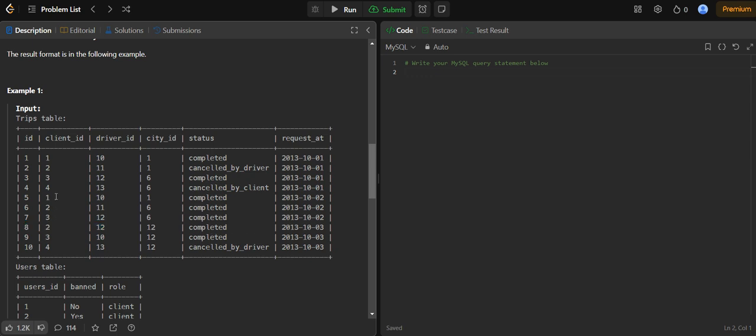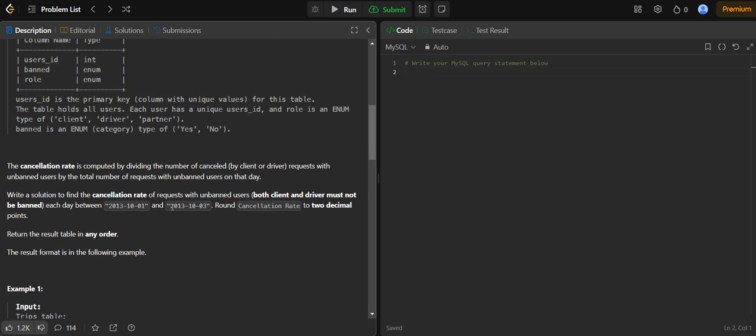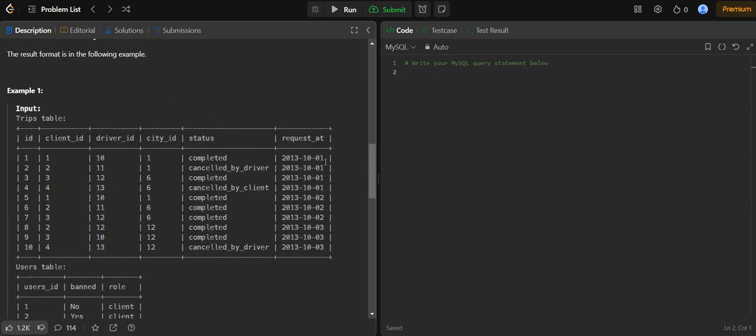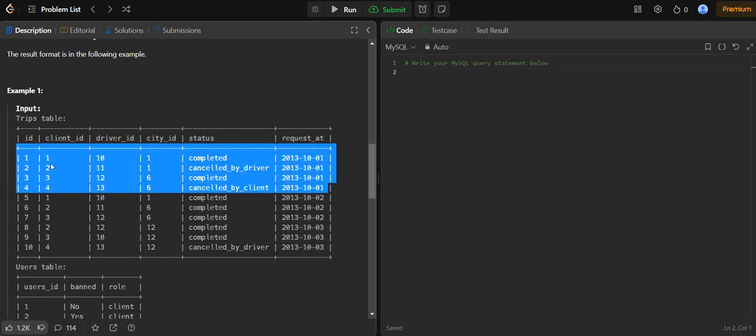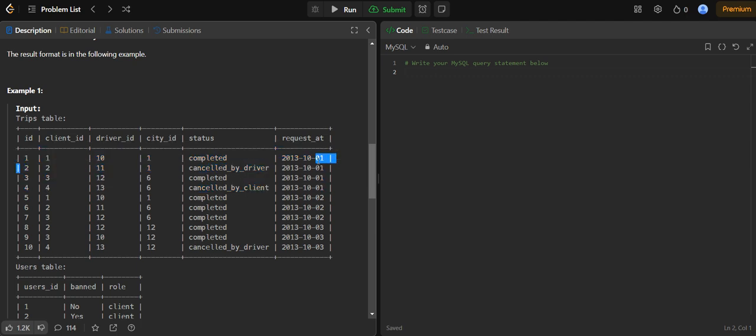So let us find the cancellation rate, and the date must be between 1st of October and 3rd of October. For the 1st October, these 4 are the rows. In this row, number 2, the client is banned. Therefore, I will not consider this request. The rest 3 I will consider.